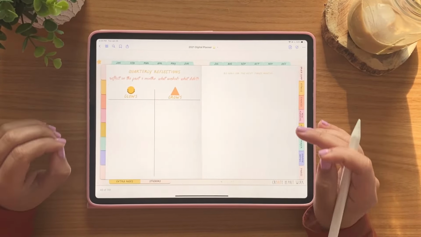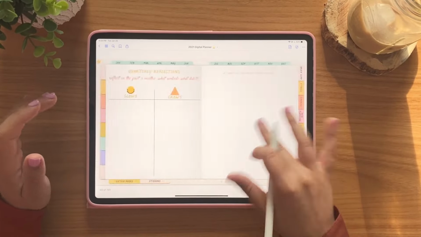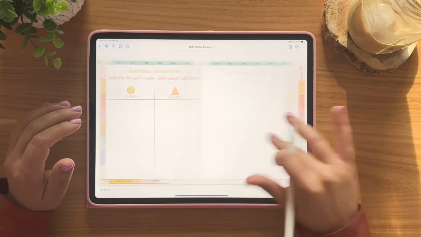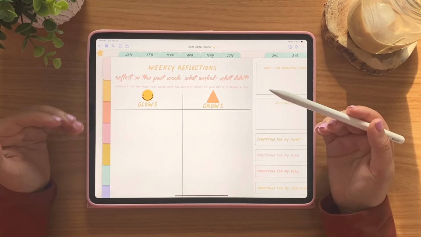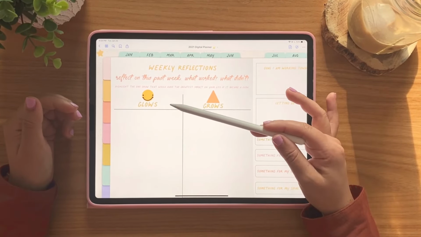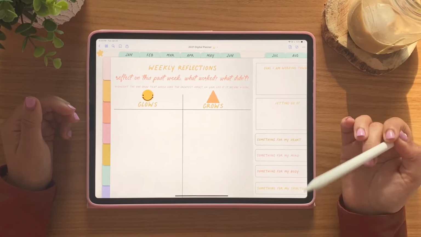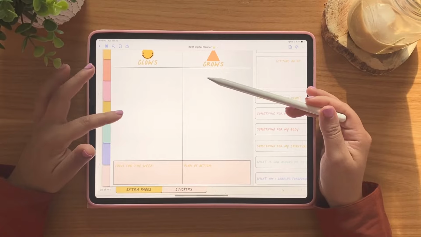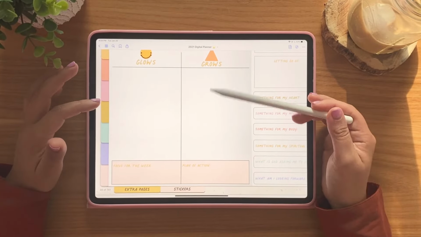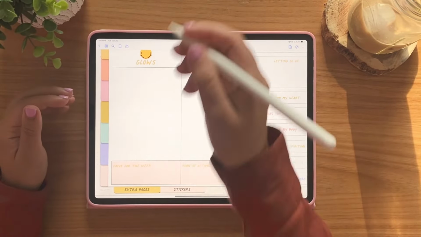I don't want to show you the ones that I've made for the weeks, just because they're super personal, but I will give you examples. So here on the glows part, I go over this a lot on my Instagram, but you're going to write things that went really well in your week, and grows, things that didn't go that well in your week. Maybe you didn't eat enough veggies. Maybe you didn't move your body. So you're going to write them all down.